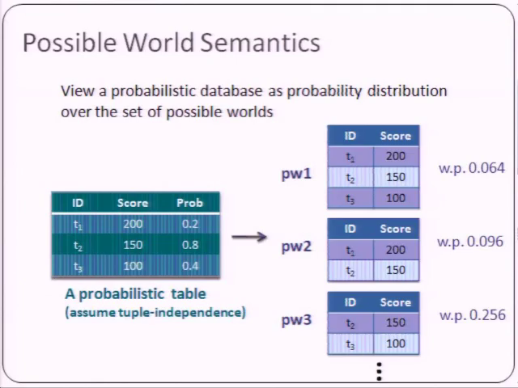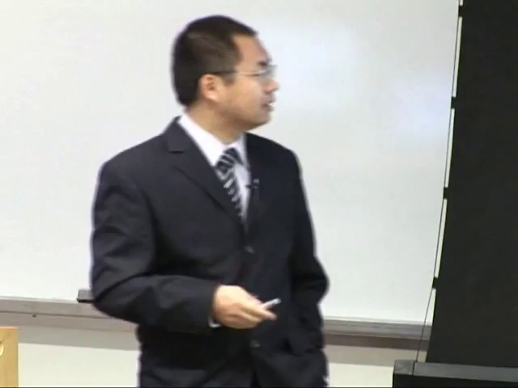Our general goal is, again, to support ranking and top-k queries over probabilistic databases, which has a number of applications. First of all, I'm going to talk about the possible world semantics, which is the most popular semantics for query processing over probabilistic databases. Suppose, for example, we have this probabilistic table here. We have three tuples, and each tuple is associated with a probability.